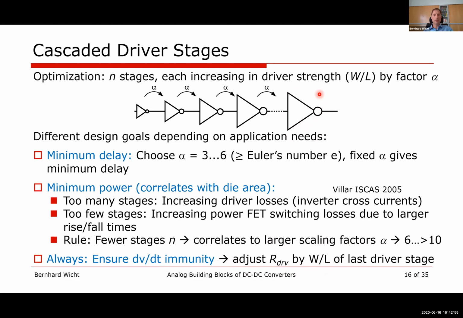As we know that we have a large driver stage, the cross currents in the final driver stage may account for 50% of the driver losses. So it's maybe worth spending some effort on that.